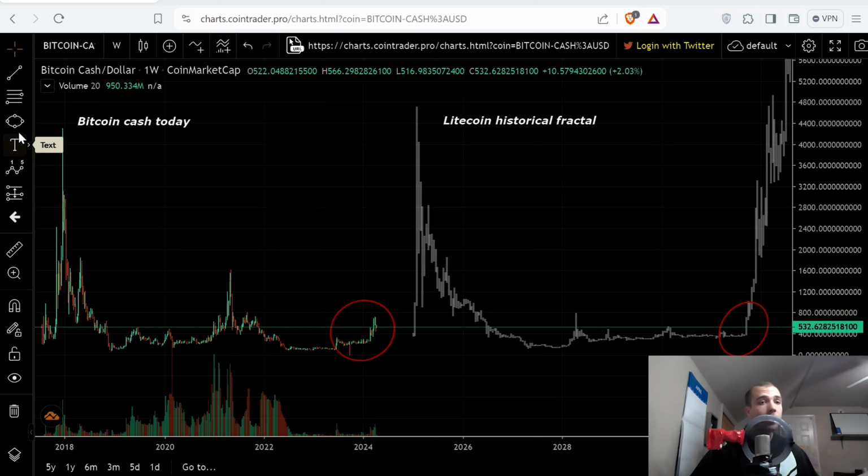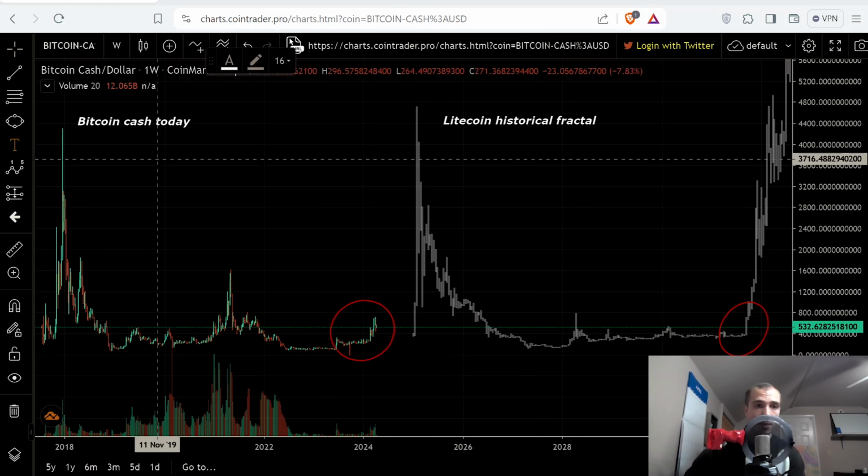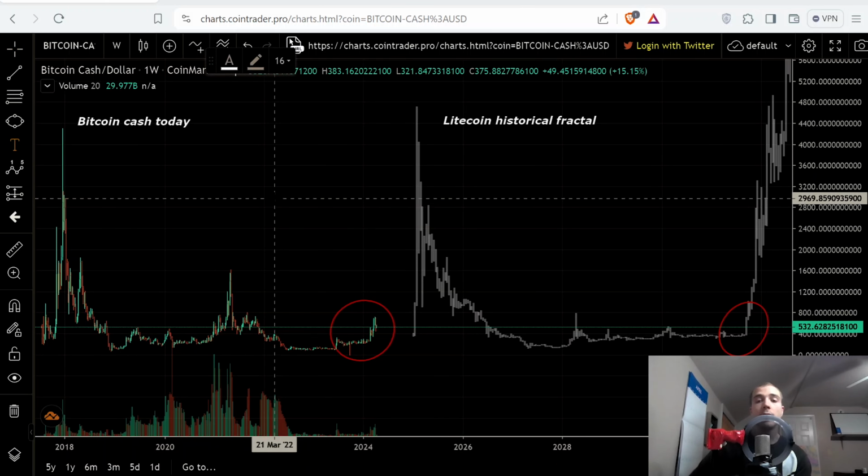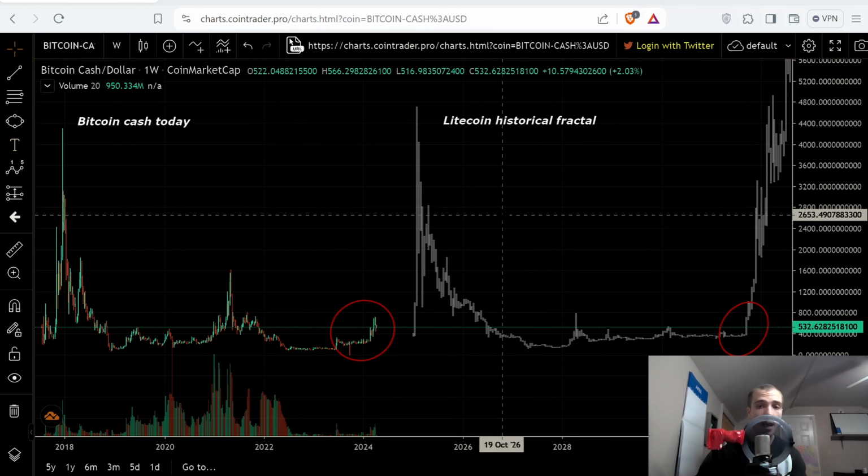Because the big players, they have been buying the dip and they've been waiting for the rest of the people to give up. Because once they give up, there's no more selling pressure. And once there's no more selling pressure, the sky is the limit, right? And in crypto, we always say to the moon. So yeah, this Litecoin fractal on the right and Bitcoin Cash today, it's the same accumulation cycle.